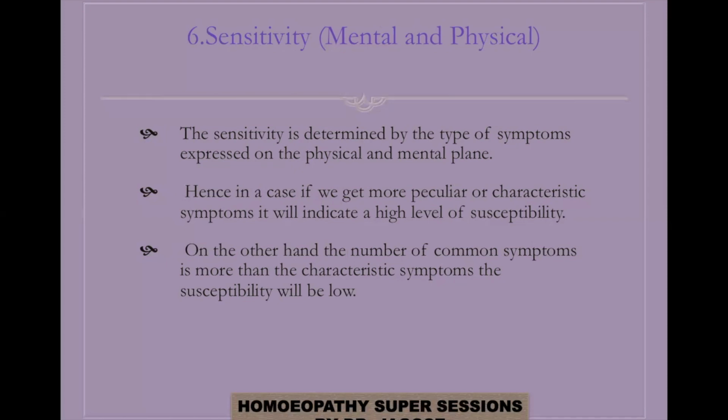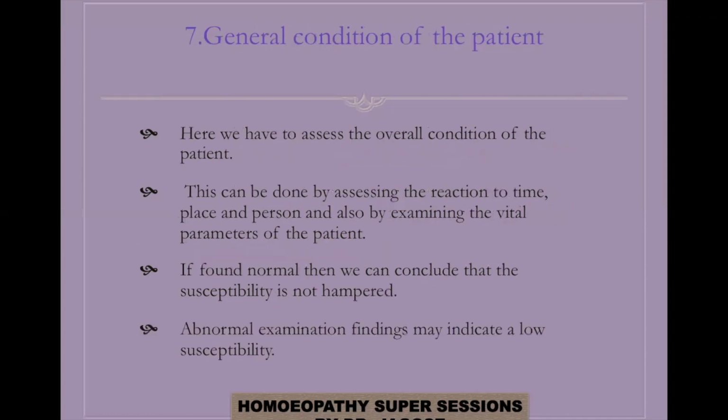So it may be so that on the mental plane, you're getting a good number of characteristic symptoms, but on the physical level, you're only getting common symptoms. So overall, you have to judge and see on the mental and the physical plane how many symptoms are characteristic and how many symptoms are common, and accordingly, the conclusion will come whether the susceptibility is high or low. Now, the seventh point is the general condition of the patient.